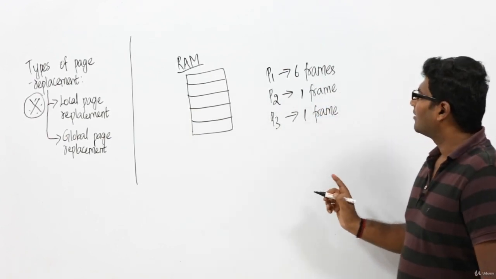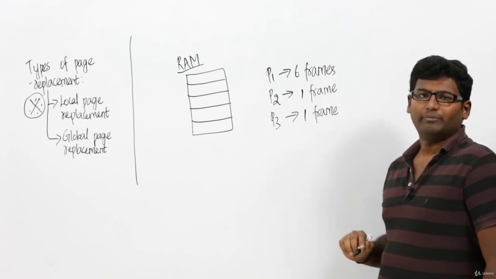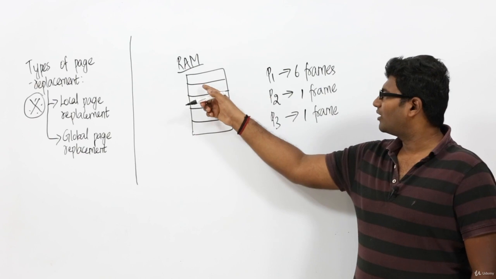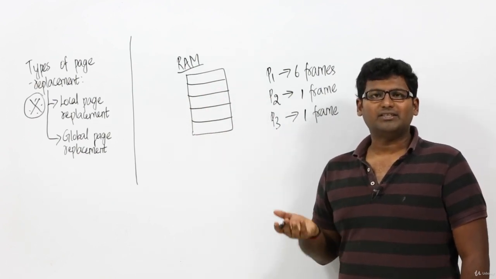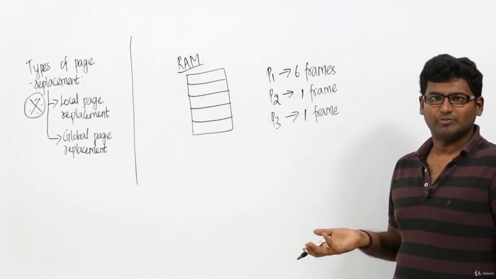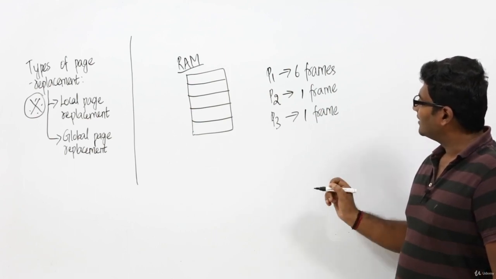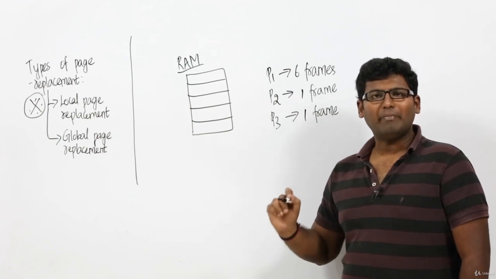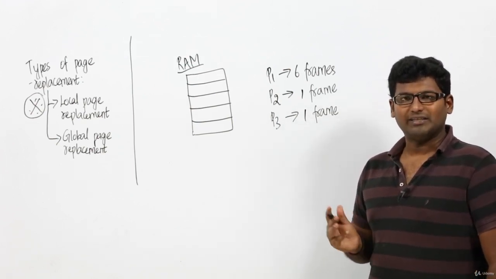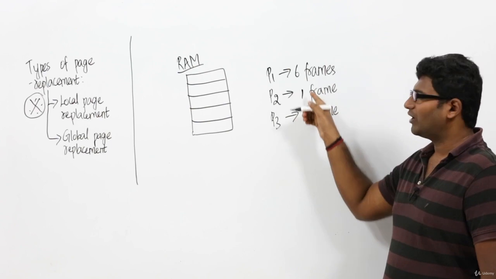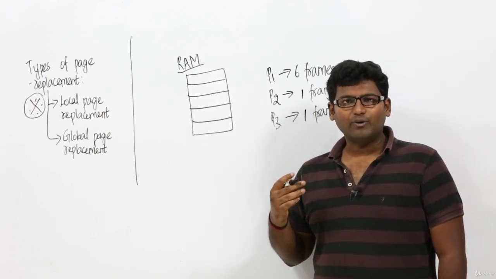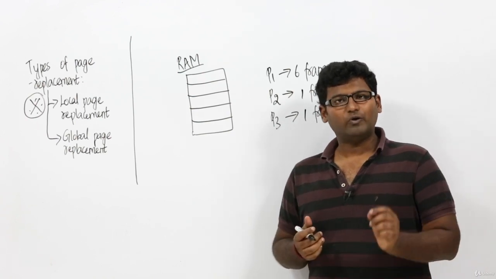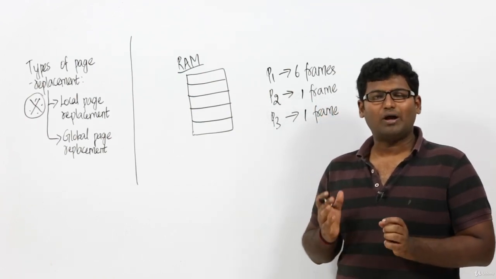I'm not saying that process P1 has been allocated 6 frames, right? That is not possible practically. Why? Because our RAM itself has only 5 frames. Now, how can I allocate 6 frames to a particular process? That's not possible. So what I'm trying to say is, in order to execute process P1, we need a minimum of 6 frames. We will know these numbers only during execution. We cannot know these numbers before execution. Only during execution will we come to know the exact number of frames we need to complete its execution.